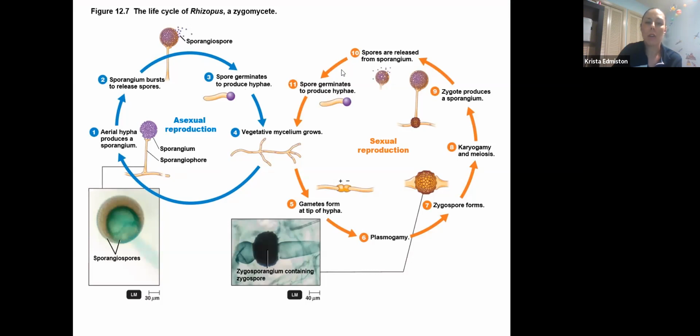Then it also can go into sexual reproduction, where it can form with another cell. Here's the plus and minus, and they can come together and form another organism that is then genetically different from the original.